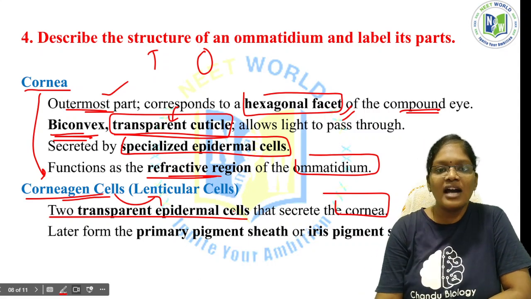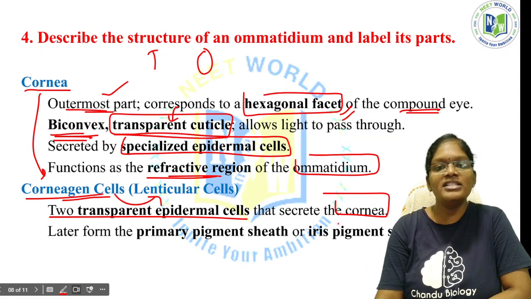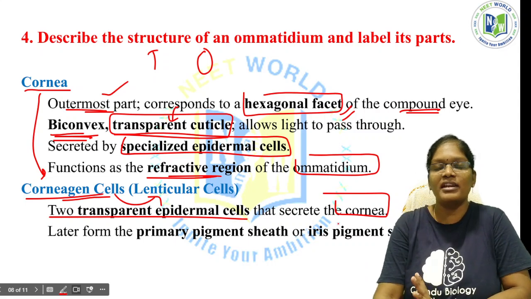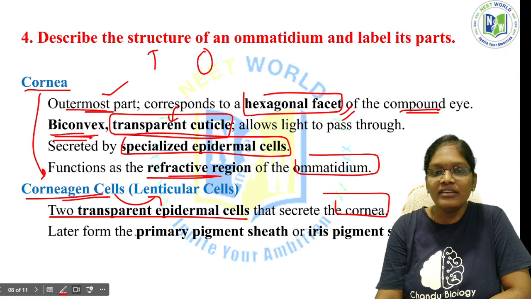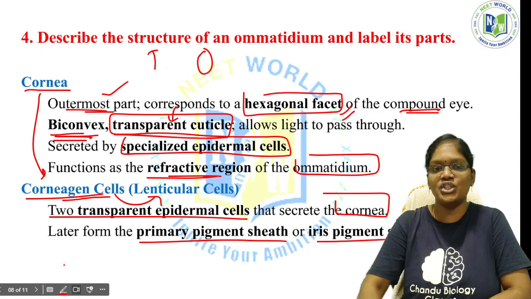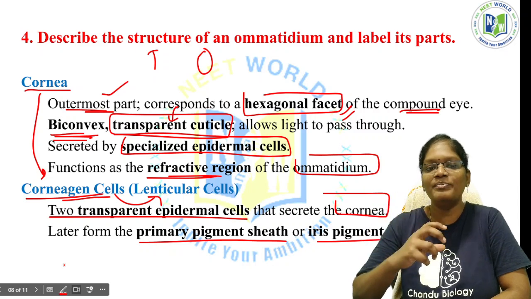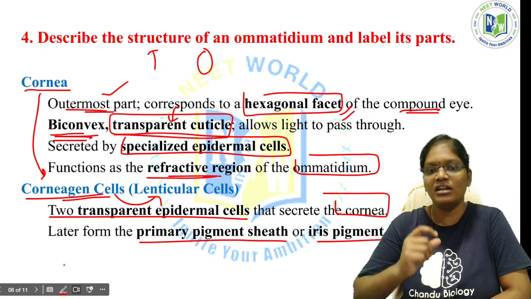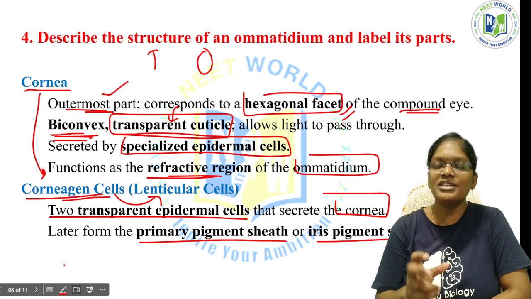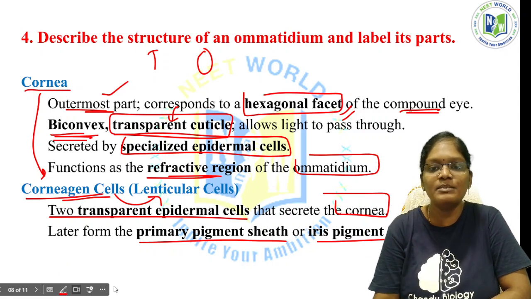This cornea functions as a refractive region. Again, the cornea is a transparent cuticle. The corneagen cells later form the primary pigment sheath, or the iris pigment sheath. As I have mentioned before, this primary pigment sheath is also called the iris pigment sheath.